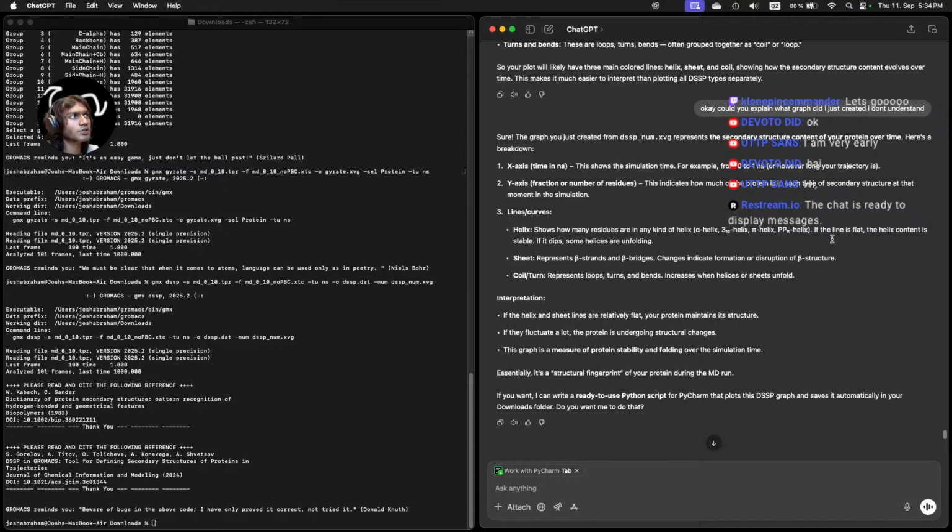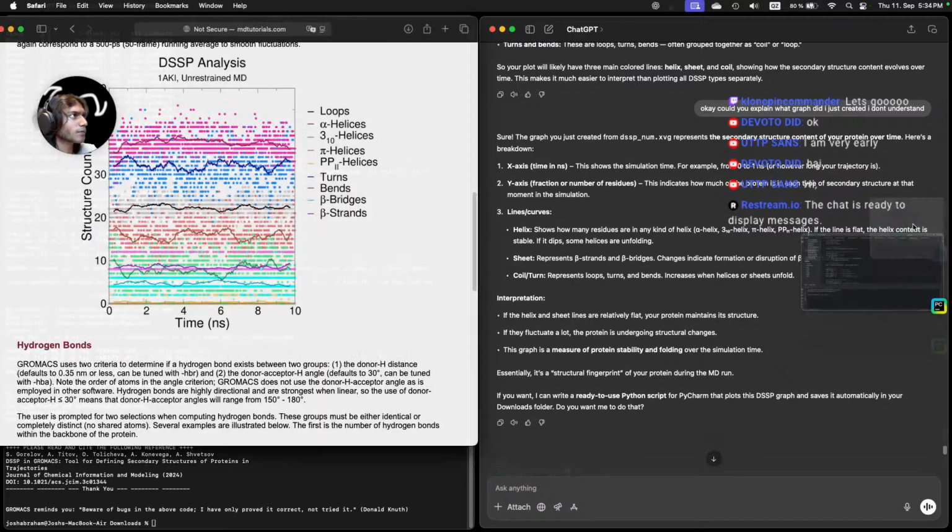Sheet represents beta strands and beta bridges. Changes indicate formation or disruption of beta structure. Coil and turns represent loops, turns, and bends, which increase when helices or sheets unfold. So I would say these kind of stayed stable.